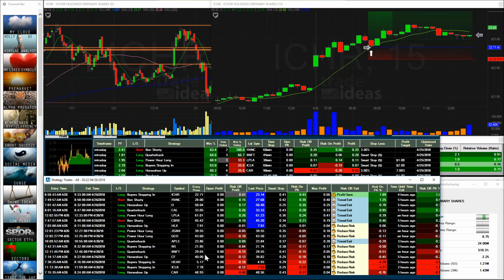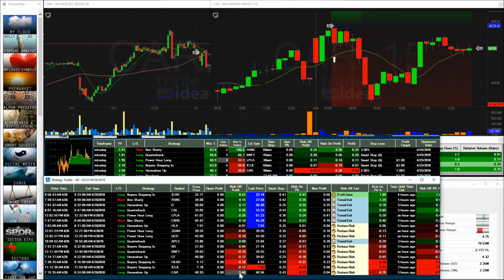So the biggest loser today on risk off was CAR. And we can see here, boom, as soon as we got the buy signal, it's almost like that acted as resistance for the stock, because boom, boom, boom, next thing you know, we're stopped out. Actually, this was a reduced risk. If we look down here at the exit reason: risk off exit, reduce risk.